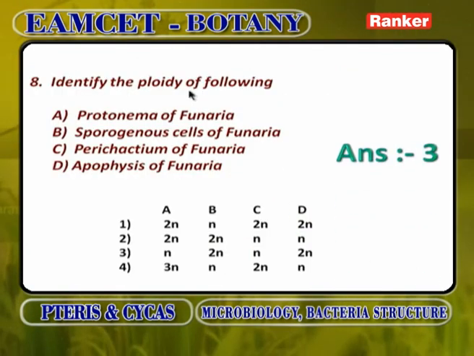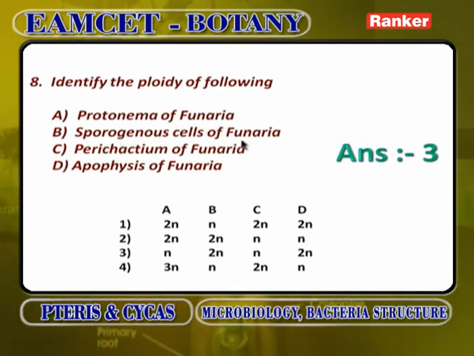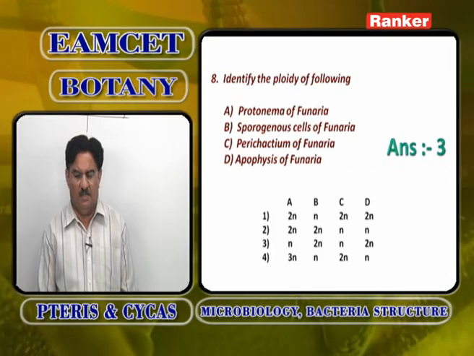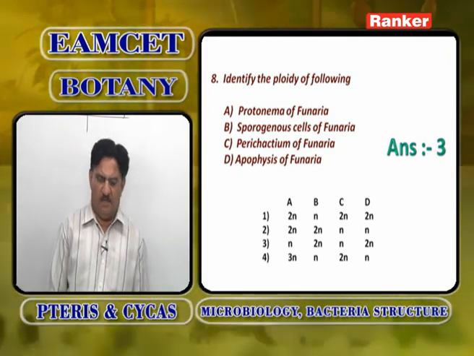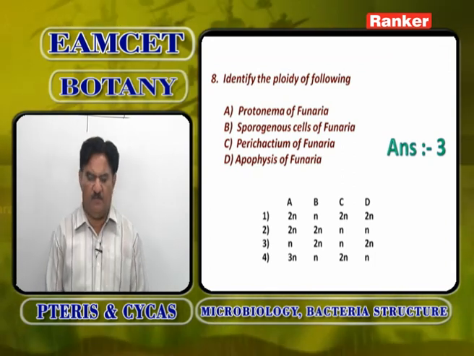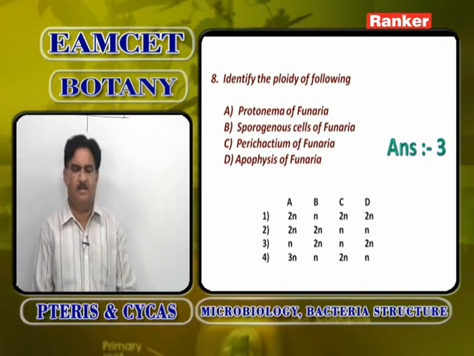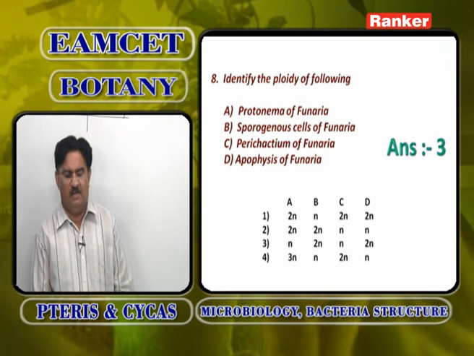Identify the ploidy of the following: protonema of Funaria, sporogenous cells of Funaria, perichaetium of Funaria, apophysis of Funaria. Protonema of Funaria is N. Sporogenous cell of Funaria is 2N. Perichaetium of Funaria is N. Apophysis is 2N, because the apophysis is present in the capsule.